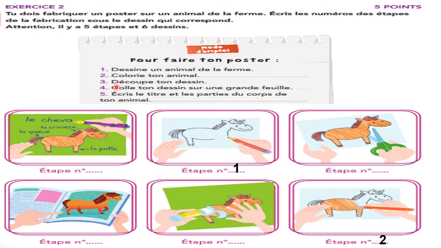Colorie. Après, découpe ton dessin. Découpe ton dessin means you cut the drawing. So, numéro 3, il est là. Colle means you fix it. Colle ton dessin with glue. Colle ton dessin sur une grande feuille. We'll use the glue to fix it on the big paper. So the last one, we talk about this one.